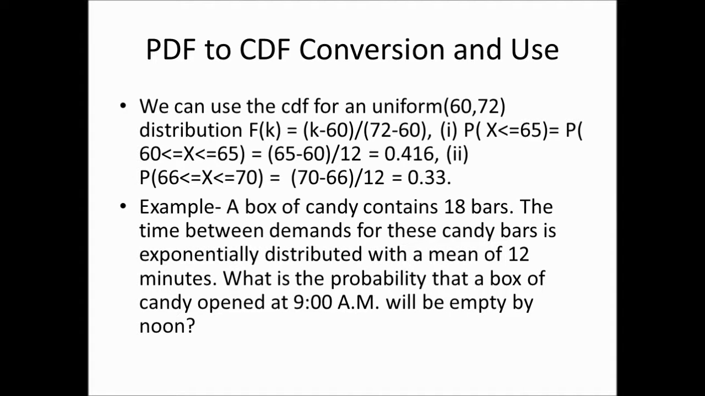Let's look at another example of a different distribution. A box of candy contains 18 bars. The time between demand for these candy bars is exponentially distributed with a mean of 12 minutes. So on average, every 12 minutes, there's a demand for one candy bar. What is the probability that a box of candy that you opened at 9 a.m. will be empty by noon? So on a 3-hour time span, 18 or more candy bars will be demanded, where the average demand is 5 per hour.